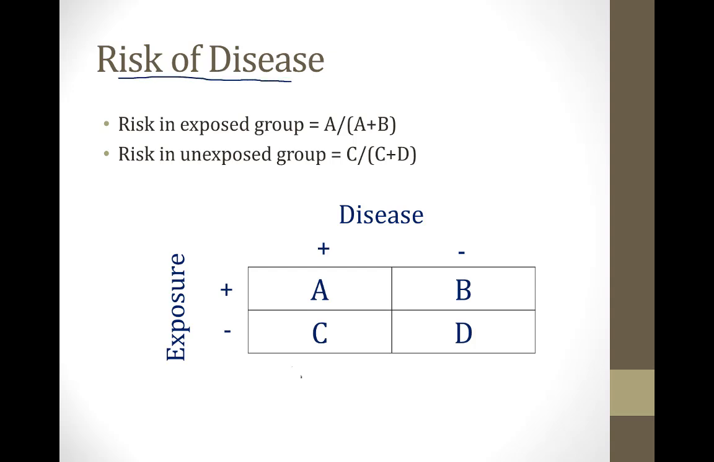One very simple thing to calculate from a 2 by 2 table is the risk of disease in one group or another. Let's suppose we wanted to know the risk of disease in the exposed group. Well, we've got the disease up here, and let's say that this is lung cancer, so I'll just write LC. And let's suppose the exposure over here is smoking, so I'll just write SM.